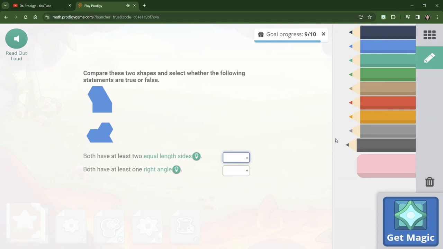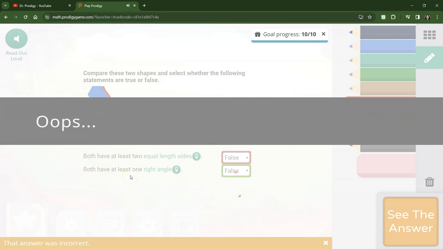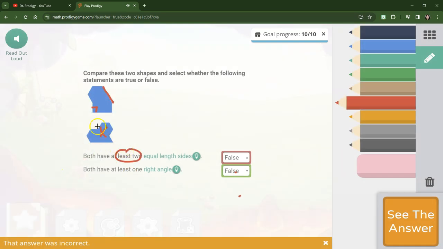Compare these 2 shapes and select whether the following statements are true or false. Both of these have equal length sides. I would say that is true. No, I was comparing the two. That's false, because this side right here is longer than the other side. Both of these have at least 1 right angle. This has a right angle, but I don't see a right angle here. So I'm going to also say that is false. Oh, you know what? It says at least 2. So that's true. Those match.